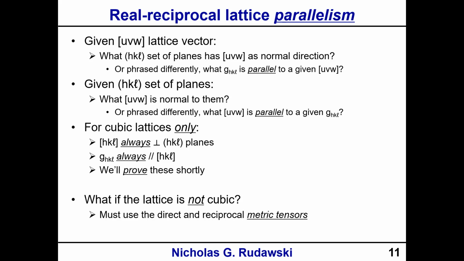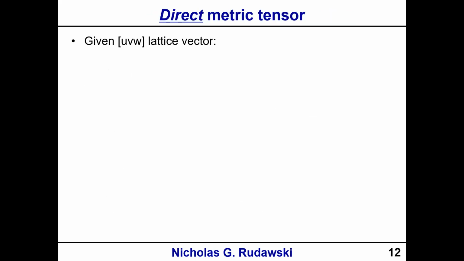We have to use some math here to help us out and make use of something called metric tensors. So try not to be too intimidated here, it's not too bad, but we're going to see some matrices in a minute. This is what allows us to answer these questions. So we're going to start with what's called the direct metric tensor. What this does is we start with a lattice vector.